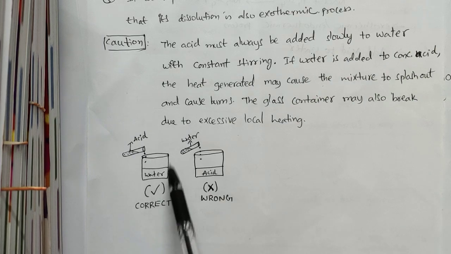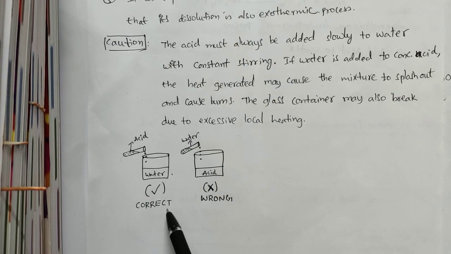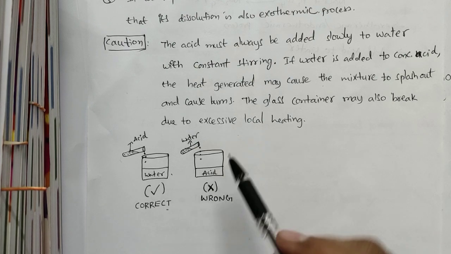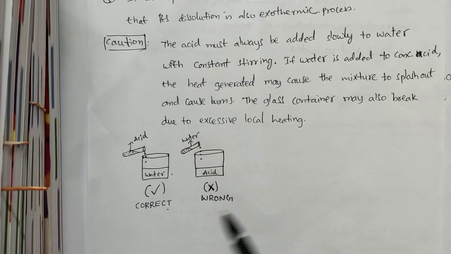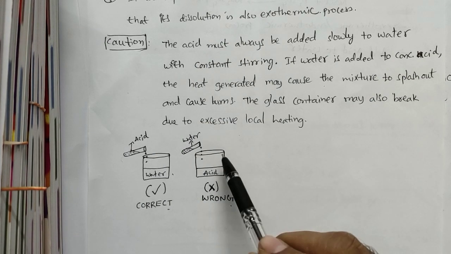So I have taken a beaker containing water. To this, acid is added slowly, right, with constant stirring. This is the correct method, the correct way of adding acid to water, or dilution. This process is called dilution, and this is the wrong process. You are not supposed to do it like this.